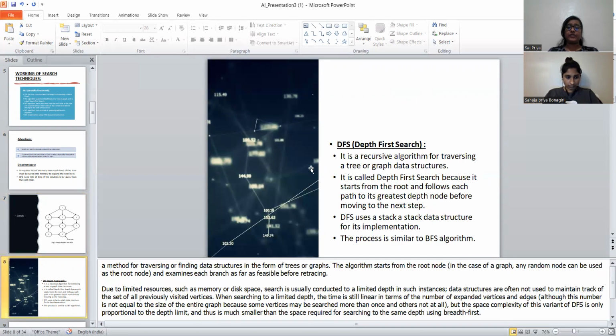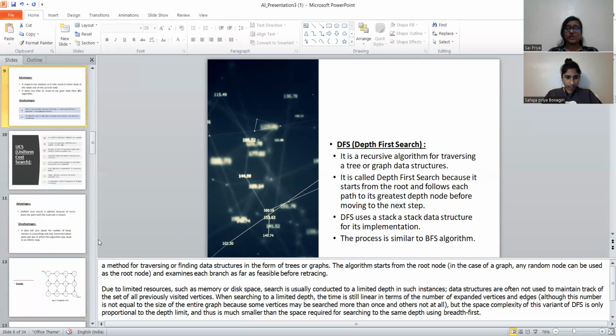And coming to DFS, it traverses every node and every level. Depth first search goes to the greatest depth node before moving to the next step. It's using a stack data structure, unlike the queue data structure. It's last come first serve based on data structures. In this algorithm, from the root node it follows a branch as far as feasible before reversing. Due to limited resources, search is usually conducted to a limited depth.